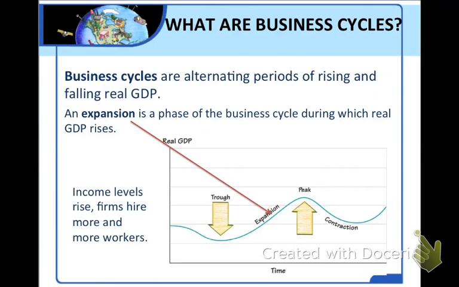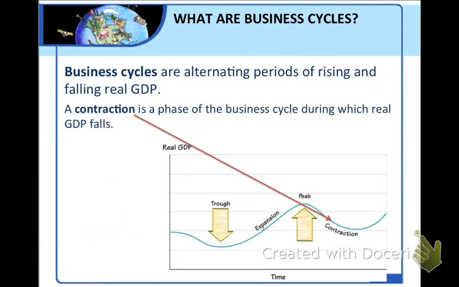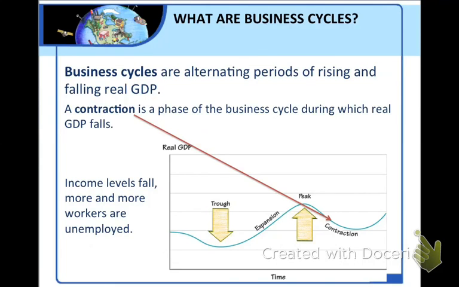Now, the second phase is what we call a contraction. And during the contraction phase, real GDP falls. Economic contractions make life much more difficult. Many people have less money to spend, firms hire fewer workers, and more firms go out of business than during an expansion. When a contraction is severe enough to last several months or longer and have widespread effects on production, real income, employment, and sales across the economy, it becomes what we call a recession.